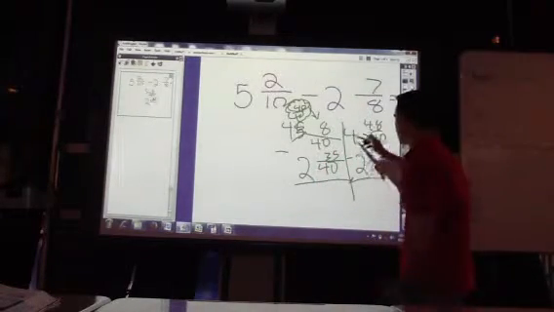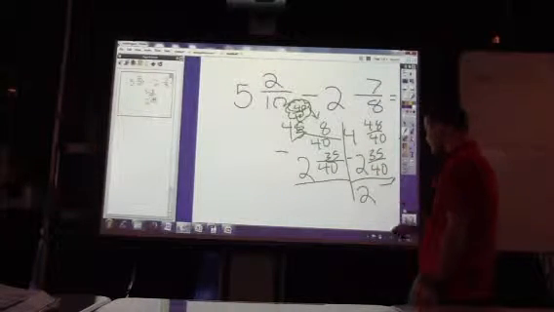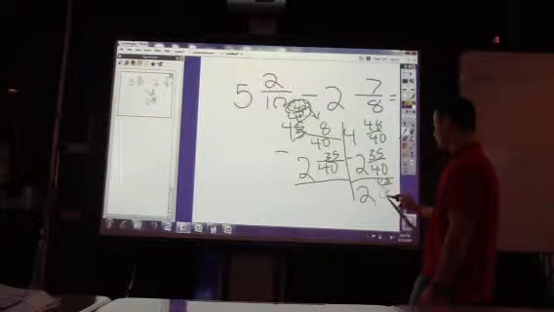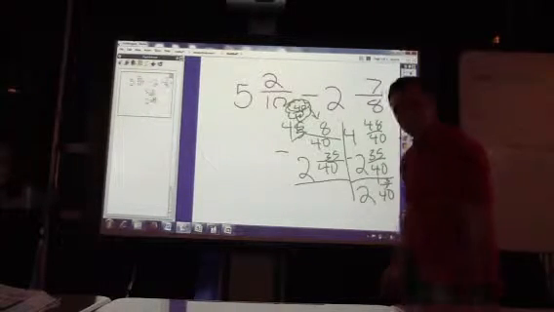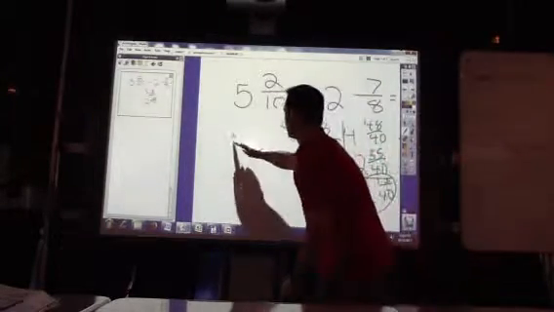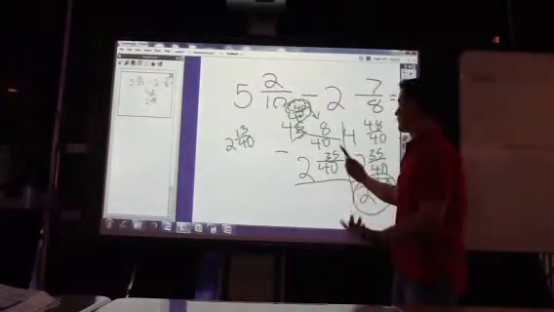So I have 4 minus 2 gives me 2. 48 minus 35, you get 13. So I have 13/40. Is this answer in simplest form, class? Yes, it is. So I have 2 and 13/40. So 2 and 13/40. So that is how we use renaming.